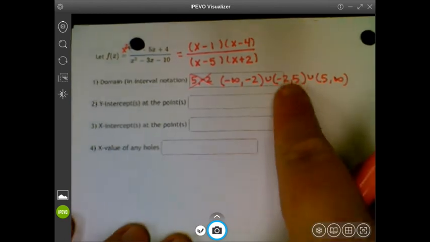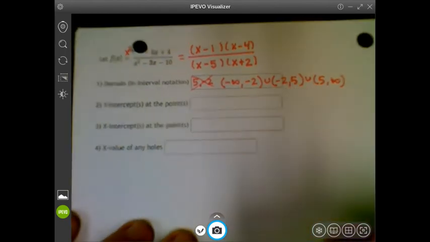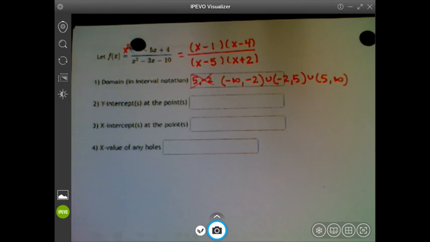You can plug in 0. You can plug in 3. You can plug in 4. You can plug in the decimals in between them. They're included.